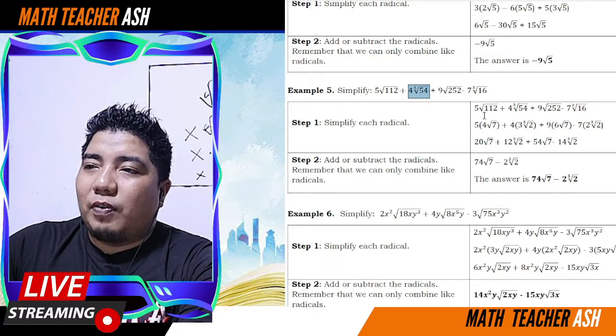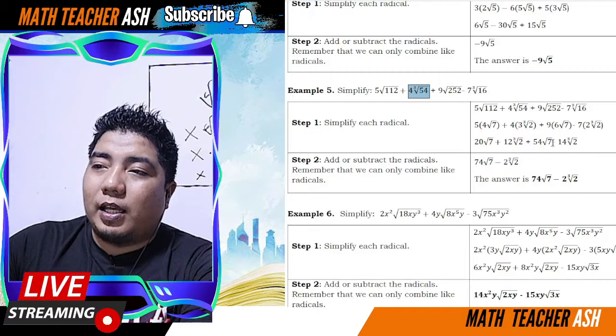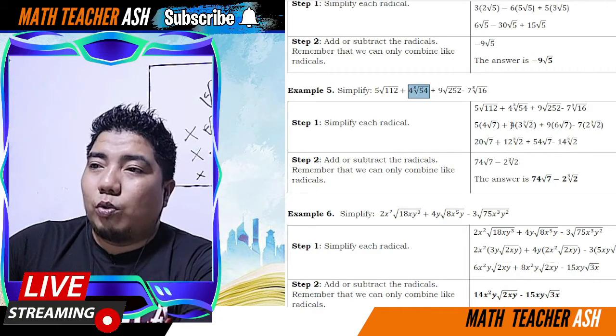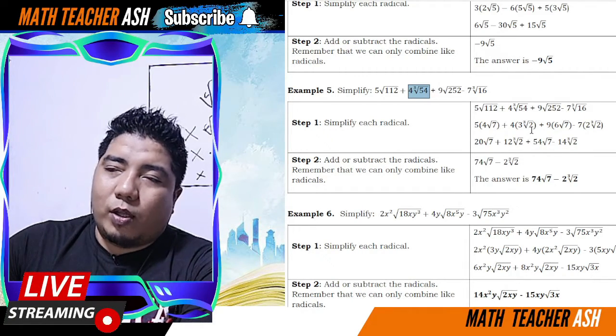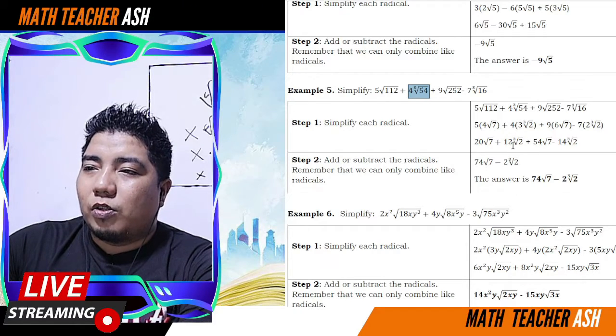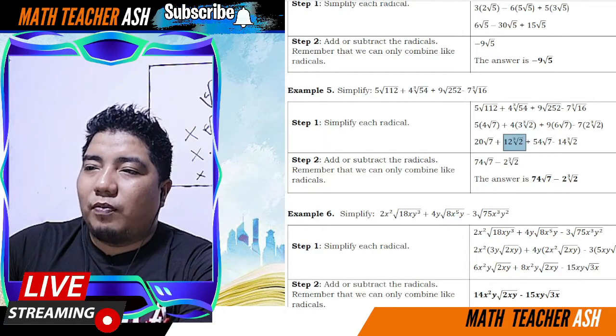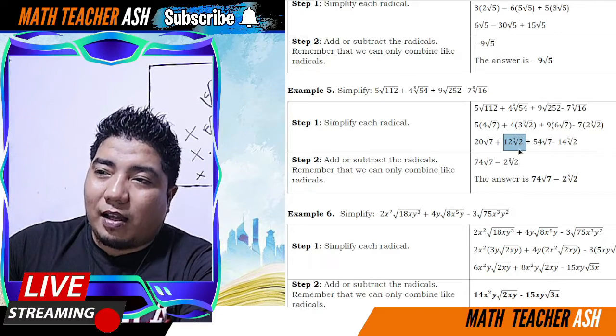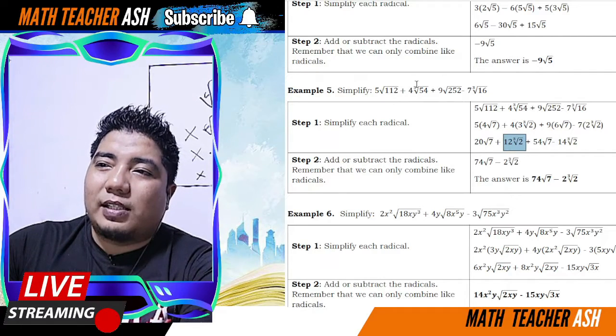4 cube root of 54. So si 54 naman is si 27 and 2. So the cube root of 27 is 3. So 3 times 4 tayo. Okay, so that is 12. 12 cube root of 2. So you have the simplified form for the second term.